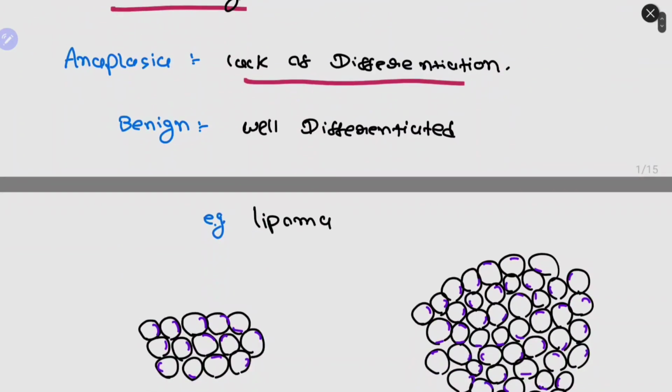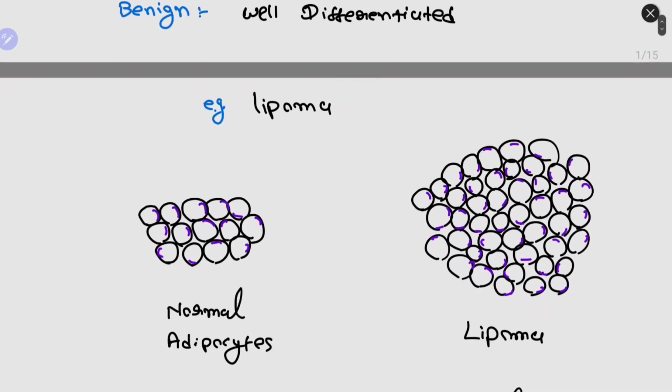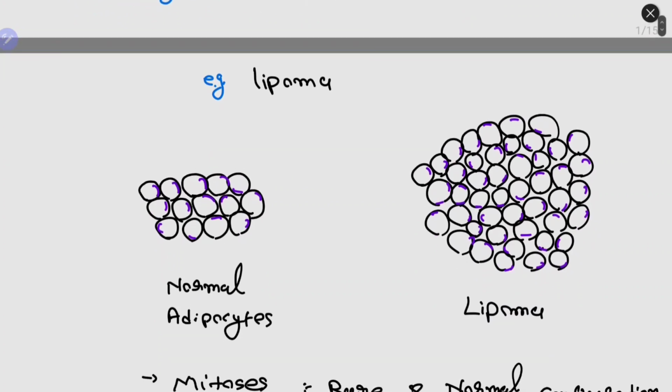Okay guys, first we talk about benign tumors. Benign tumors are well differentiated tumors. What does it mean to be well differentiated? As we said in the definition, they are similar to the normal parenchymal cells both morphologically and functionally.